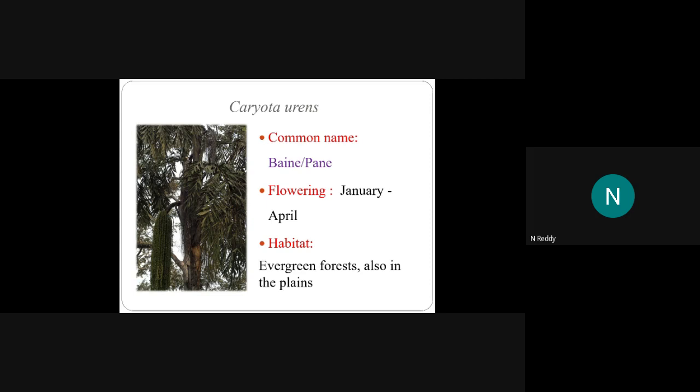Very common species found here is Baine, that is a monocot, a palm. Scientific name is Caryota urens. In Kannada, it is called Baine or fishtail palm. It flowers during January to April. It is found in evergreen forests, also some places in plains. It's very common in evergreen forest, that is in Western Ghats. Its flowering season is from January to April.